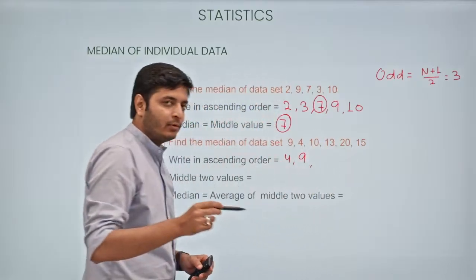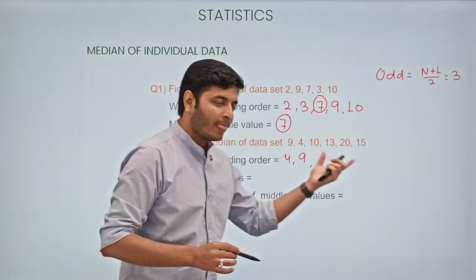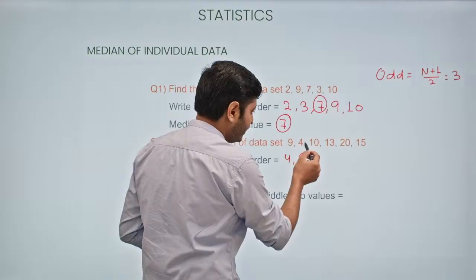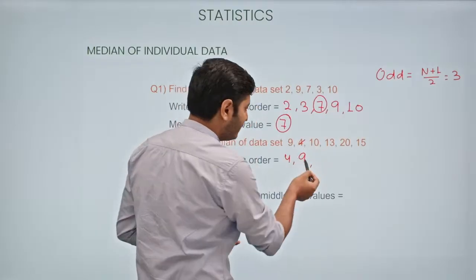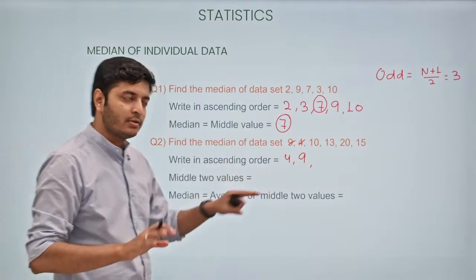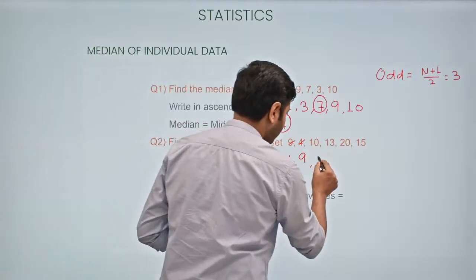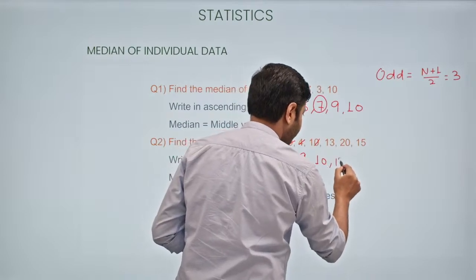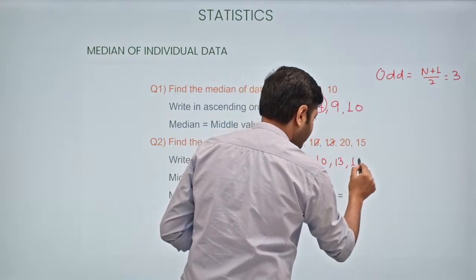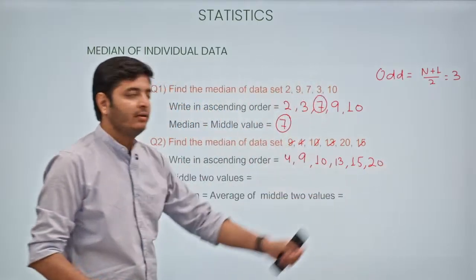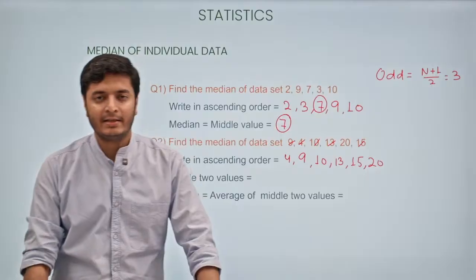Usually if you get confused about whether you have written all the observations or not, do one thing. After writing 4, make a mark here. After writing 9, make a mark here, so that you will know that you are done with these observations. Then we have 10. Then we have 13, 15, and 20. Now we have all the observations in ascending order.